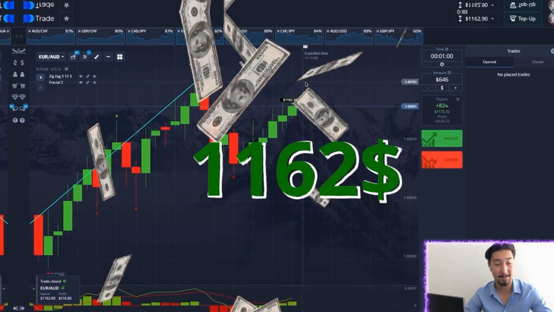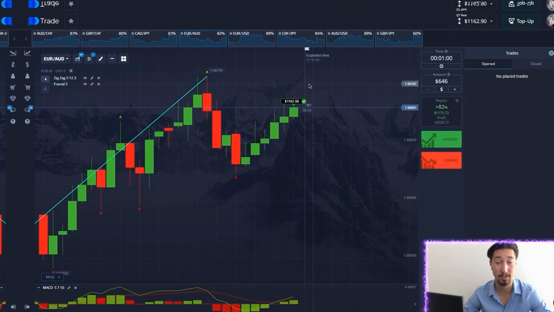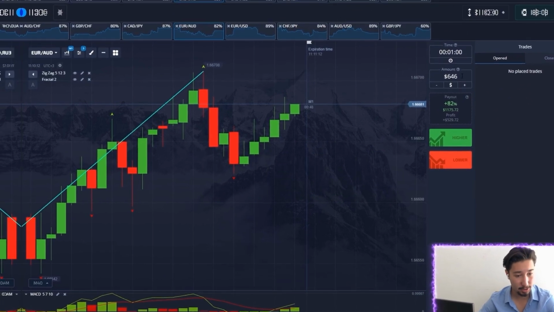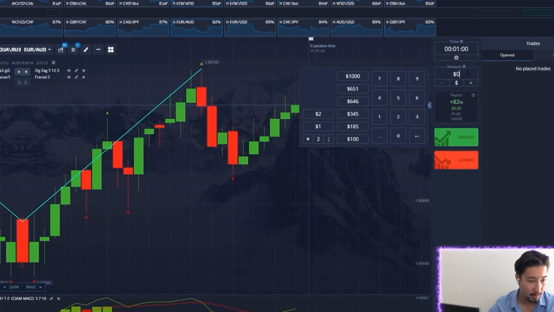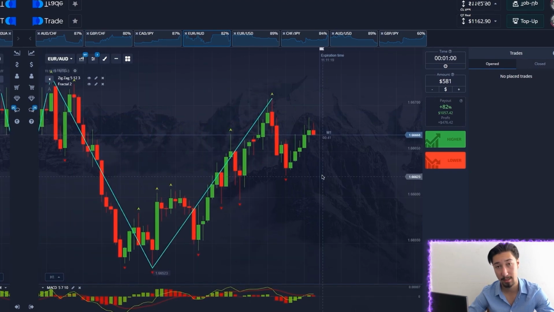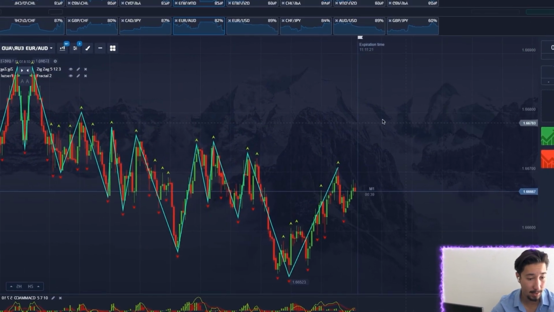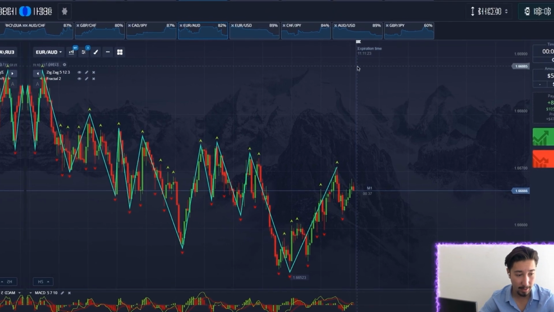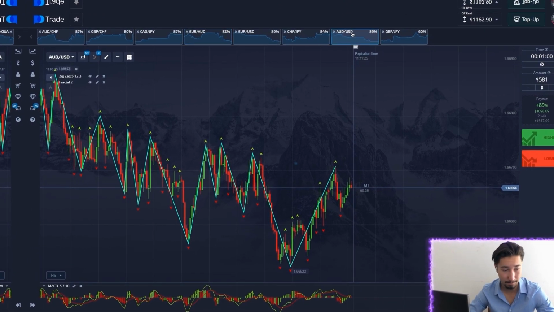Nice. As I said, our next transaction closes in positive territory. Let's change the amount again. Set the maximum. Open two transactions in the amount of 581 each. Continue our trading and select the next currency pair.